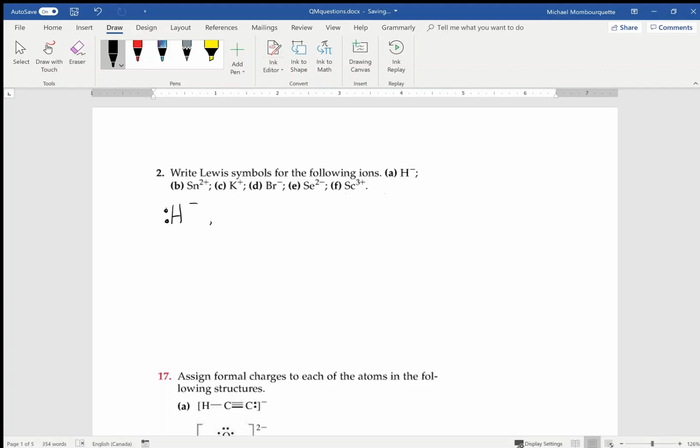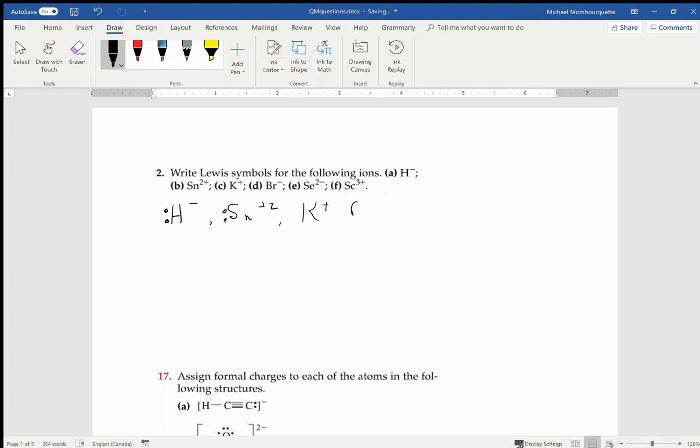Tin, Sn 2+. Tin itself is in the fourth column of the periodic table underneath carbon. So tin has 4 valence electrons, and the +2 charge means it only has 2 valence electrons left. Potassium is similar in that we start again with the normal valence state of the atom. So potassium has 1 valence electron, and the plus means it's gone. So no valence electron.